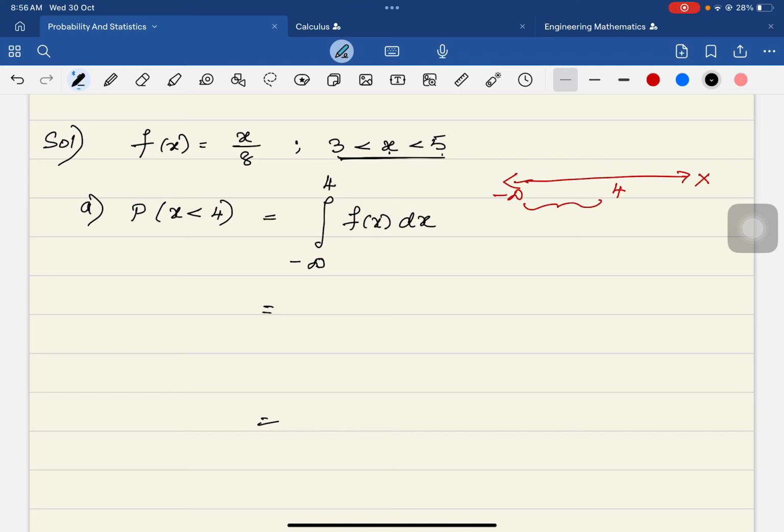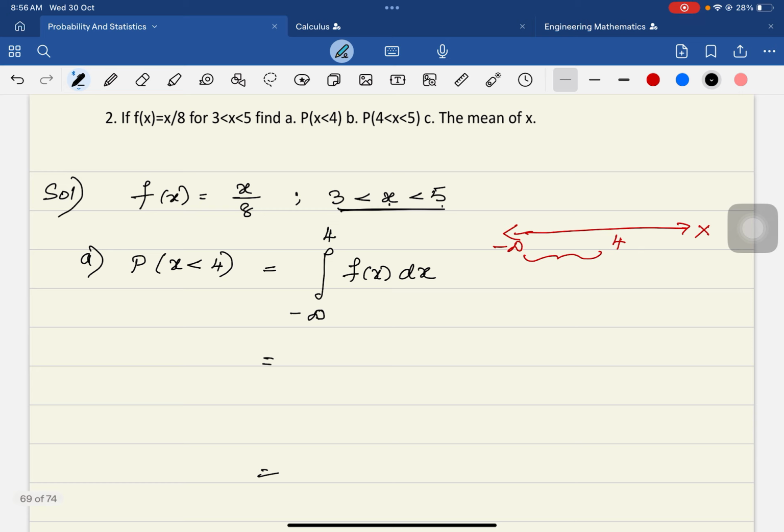In today's lecture, I am going to do some more problems on continuous probability distribution. In the previous lecture, I explained what is meant by the continuous probability distribution and what is meant by the continuous random variable. Now I am going to do some more problems on this concept.